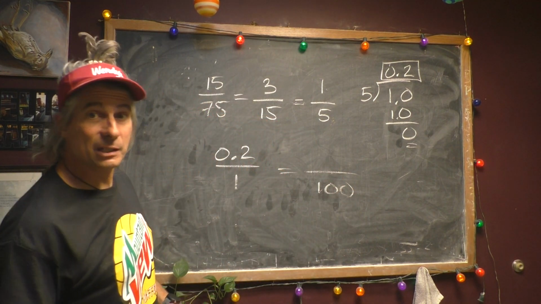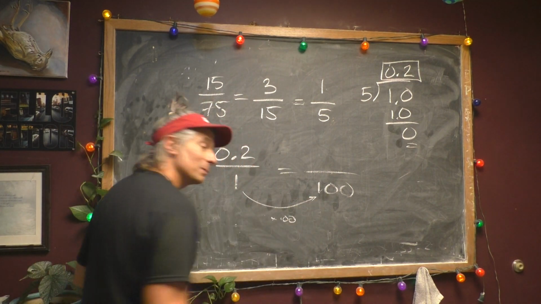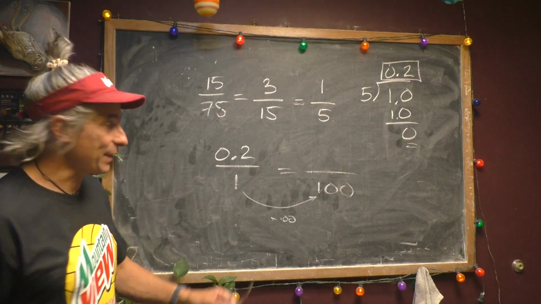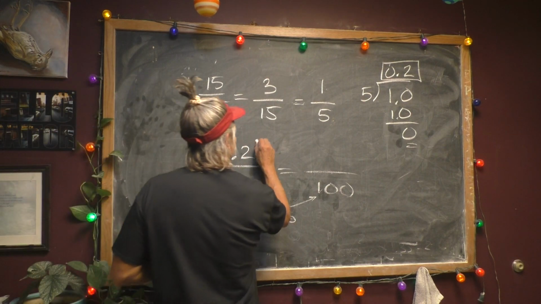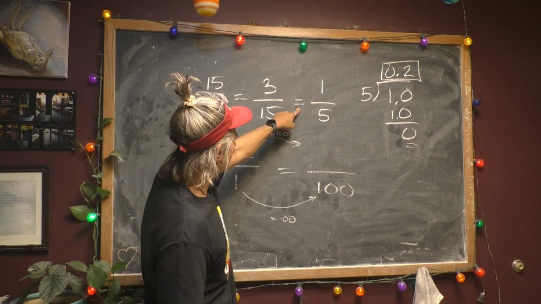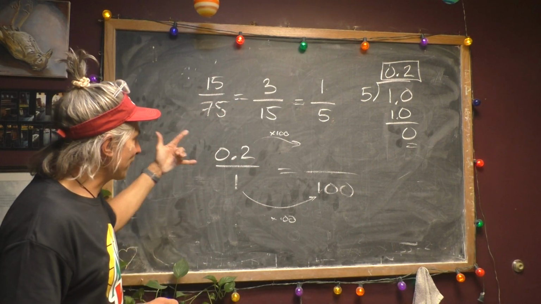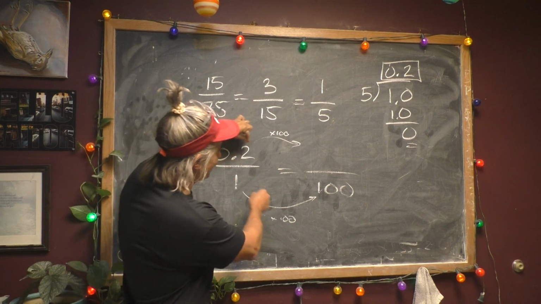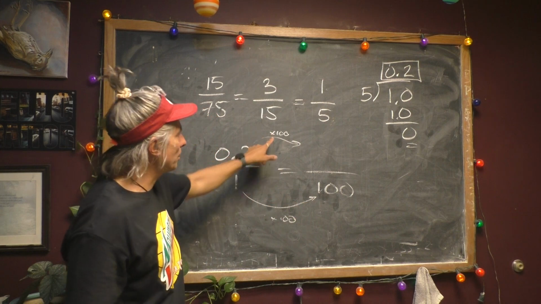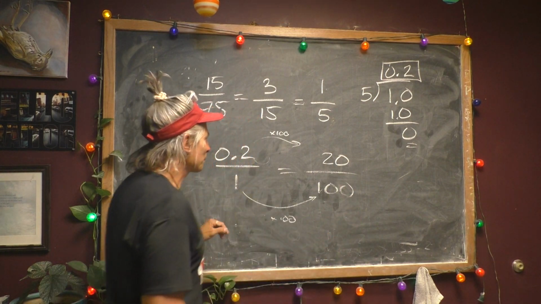So you ask yourself, how do you get from 1 to 100? Well, you multiply by 100. That's how you get from 1 to 100. Which means you have to do the same kind of thing to the top number. You have to multiply the top number also by 100. All these equal signs that you see here mean that the two numbers on either side of the equals are the same number. And the only way to keep a fraction equal to a fraction is by editing the top and bottom in the same way. So if you multiply 1 by 100 to get 100, multiplying 0.2 by 100 is going to move the decimal 2 to the right and leave you with 20.